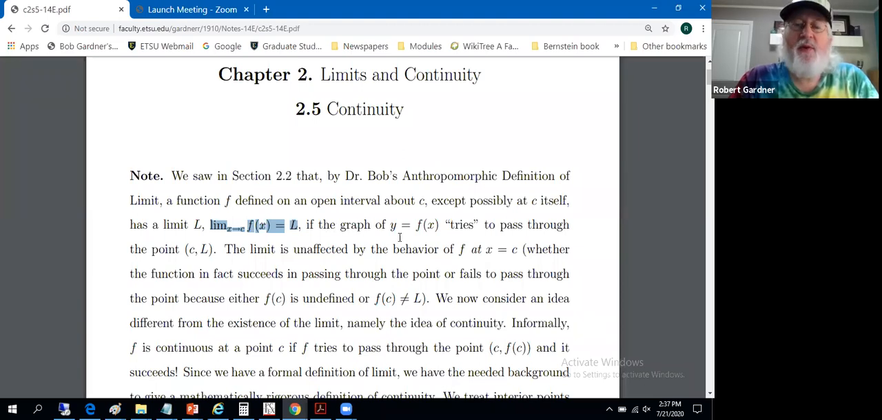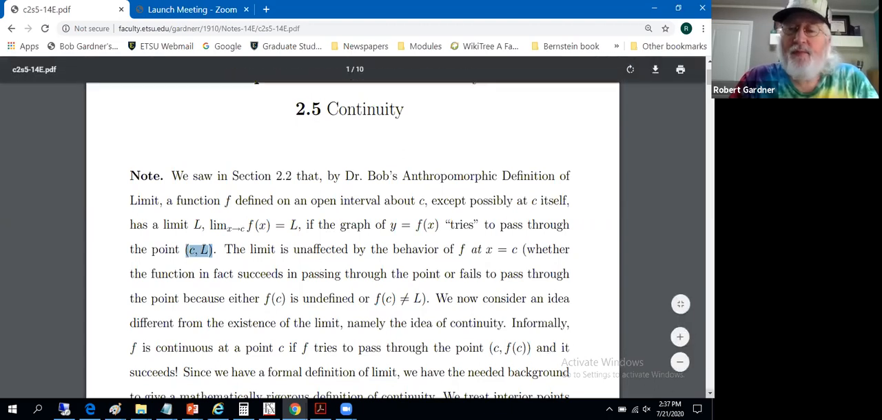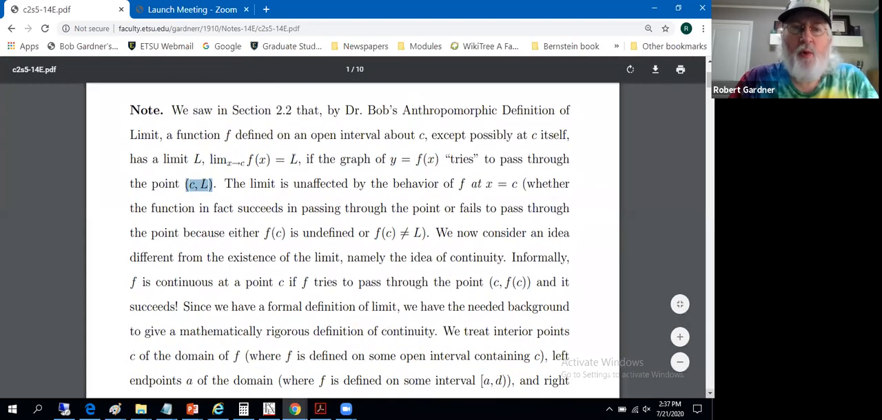Anthropomorphically, if the graph of y equals f of x tries to pass through the point c comma L. So in that setting, it didn't matter what happened at x equals c. As long as the graph of the function tries to pass through the point c comma L, then the limit exists. And what "tries" exactly means, we spelled out in great detail with the epsilons and the deltas.